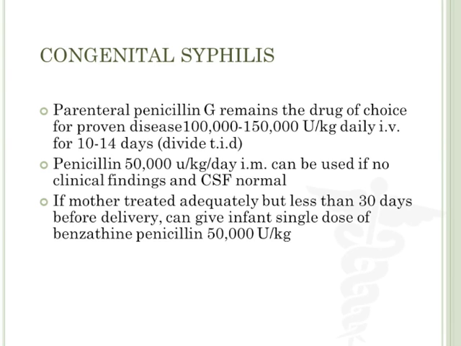Treatment for a newborn can prevent all of the problems entirely, but it does have to be treated for a fairly long time. The atlases say 10 to 14 days. I go for 14. I would rather be a little more conservative. Penicillin G, cheapest drug available, and it works very, very well. The dose you can see there, 100,000 to 150,000 units per kilo daily IV for 10 to 14 days. Oh, you could divide it three times a day at the large dose, but it can be given once a day as well.